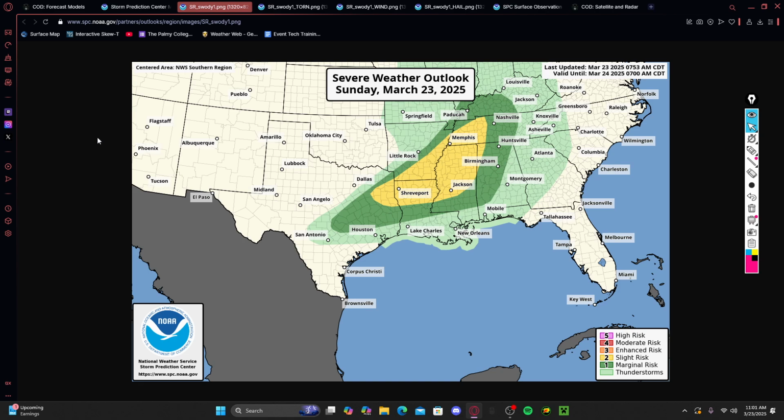A slight risk for severe weather exists today over a broad region of the South, including portions of Tennessee, Mississippi, some of Alabama, Arkansas, Louisiana, and Texas, with a pretty large marginal risk surrounding this, going all the way up to southern Illinois and Indiana, and all the way down into regions in central eastern Texas, more portions of Louisiana, and a bigger portion of Alabama.